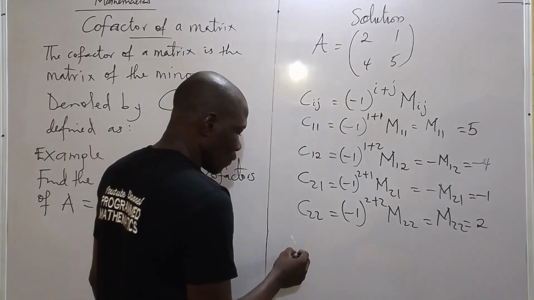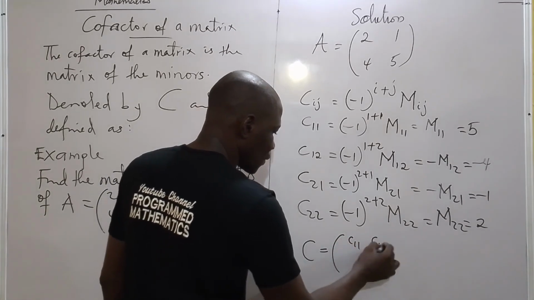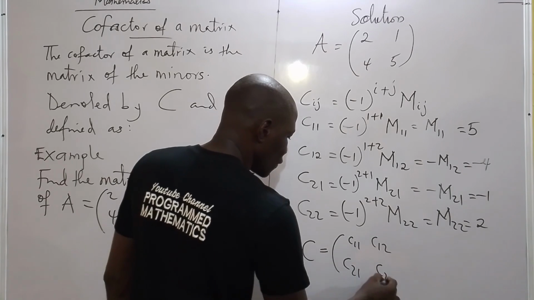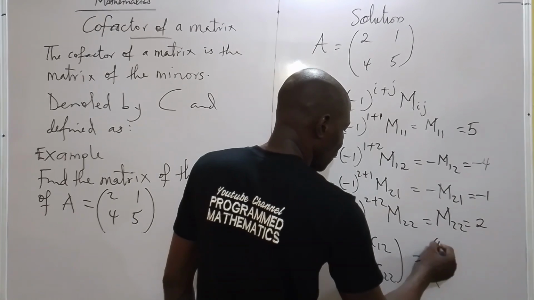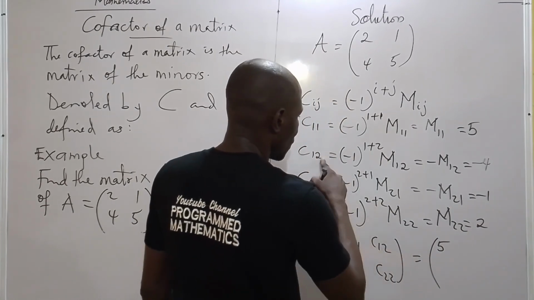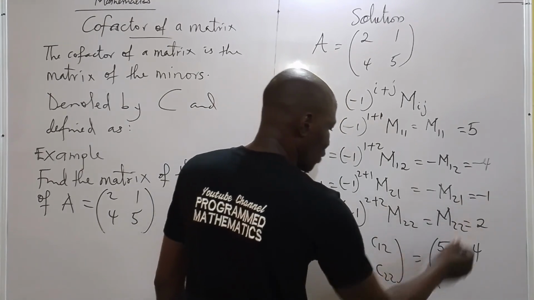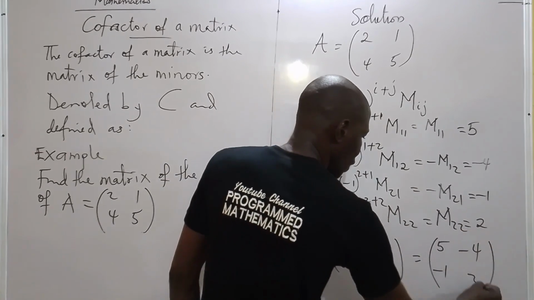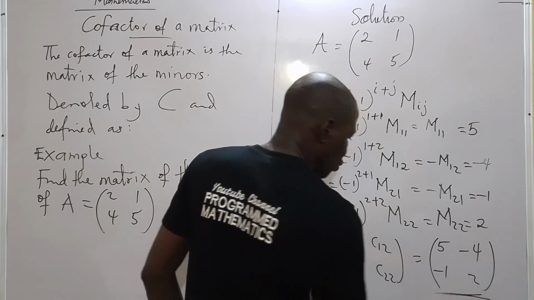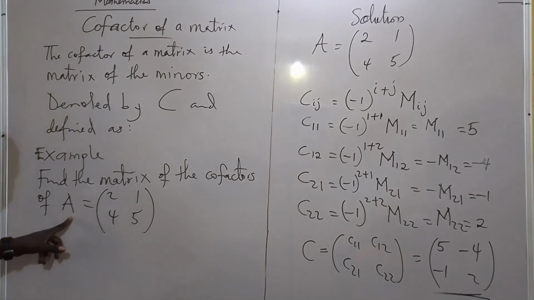So the matrix of the cofactor now, which is capital C, is therefore given as C11, C12, C21, C22. So C11 here is 5. C12, okay, is minus 4. Then C21, second row, first column is minus 1. While C22, second row, second column is 2. So what we have here is the matrix of the cofactors of the matrix A equals 2, 1, 4, 5 in this case.